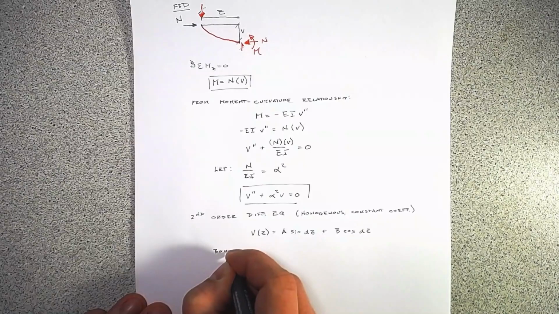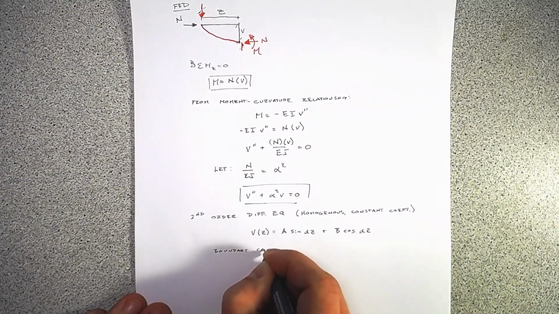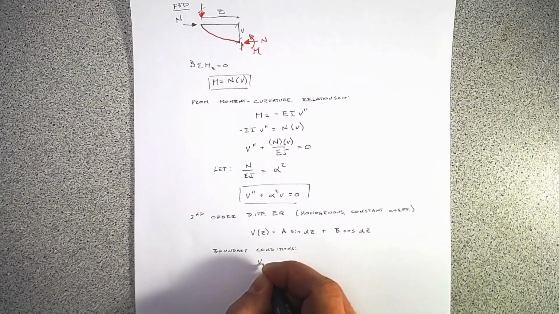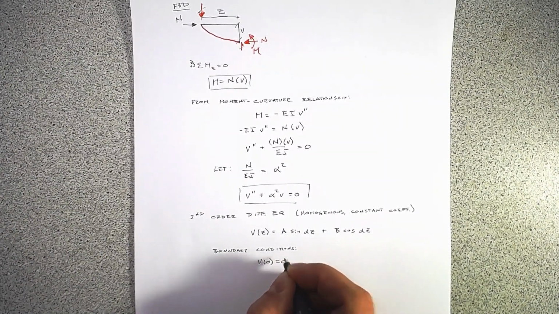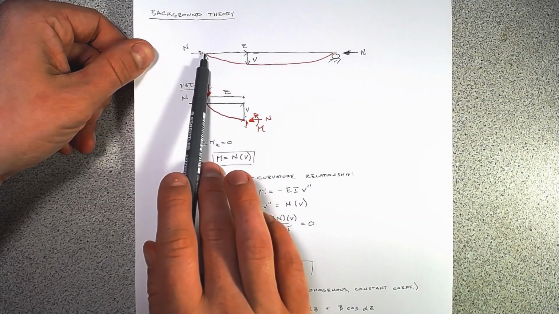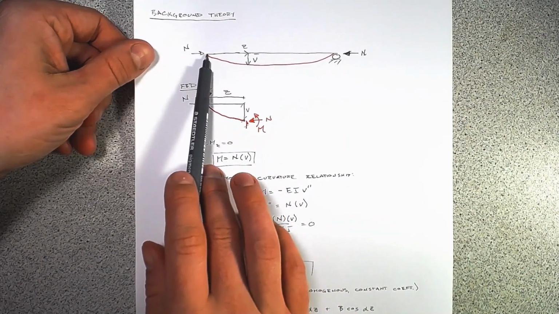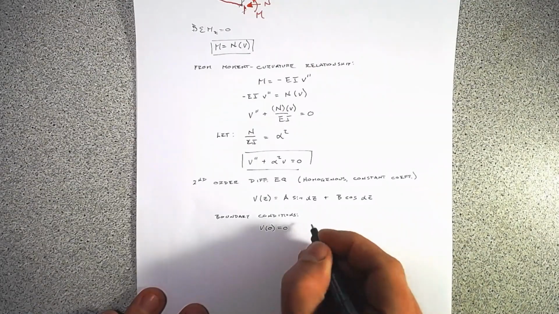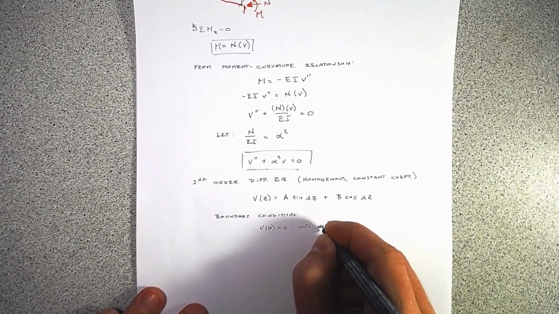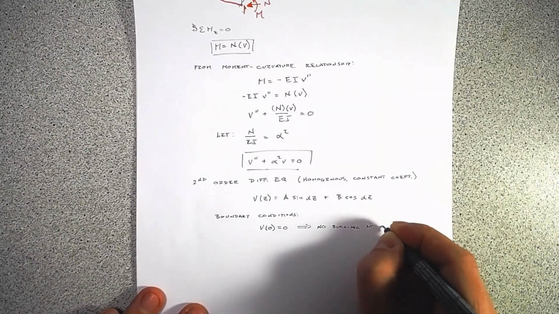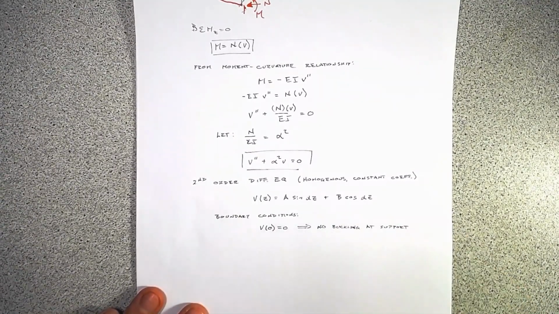Our boundary conditions: we have v of 0 equals 0. So v of 0 is just going to be at the support here. The out of plane displacement at a pin support is 0. By definition of that pin support, it can't translate up and down. And that's essentially just saying no buckling at the support. All right, so that's pretty straightforward.